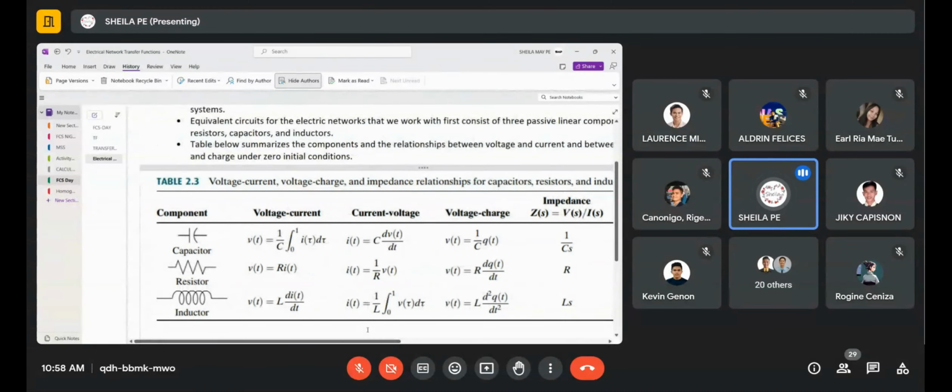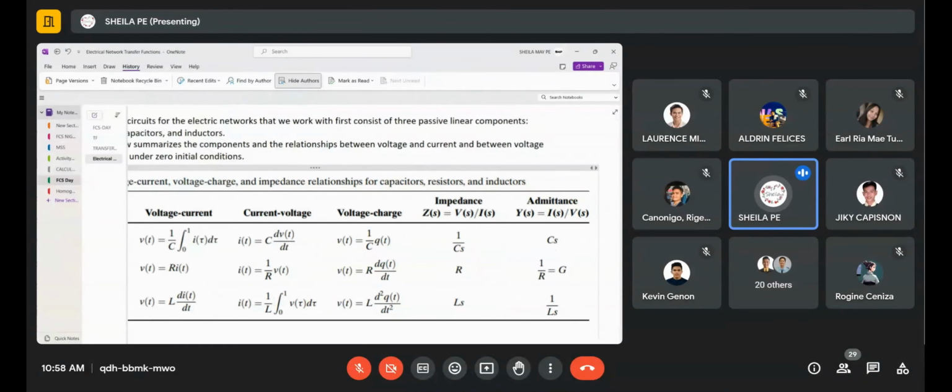For our inductor, V of t is equal to L times the derivative of our current with respect to t, di of t over dt. And for the current to voltage relationship, I of t equals 1 over L integral of V of t dt.